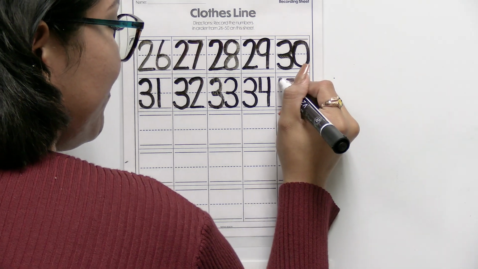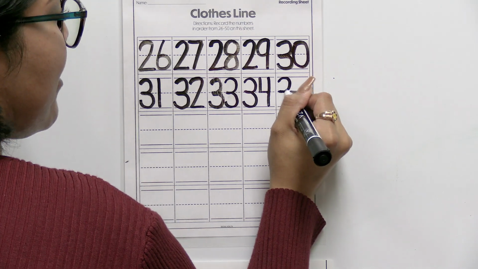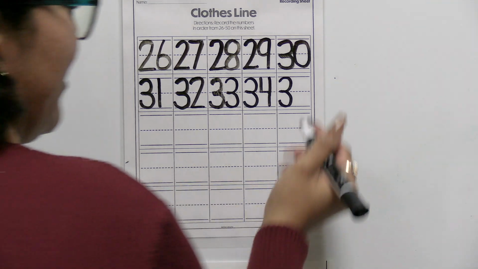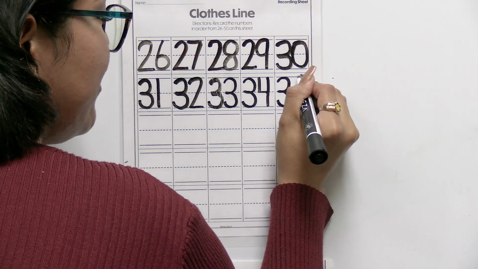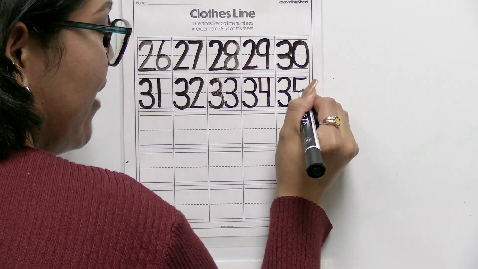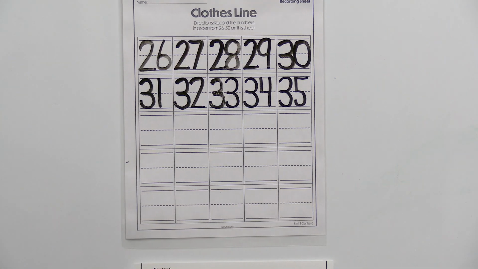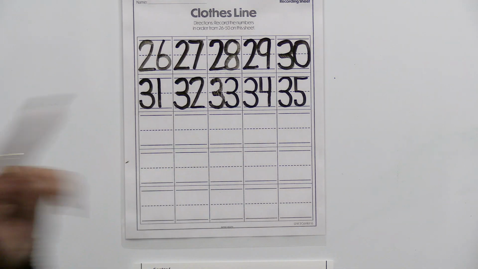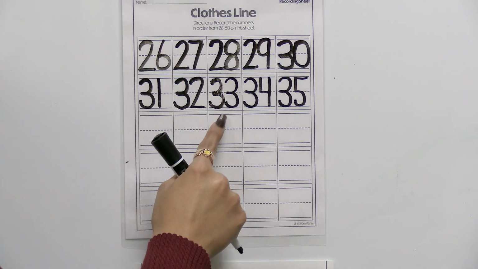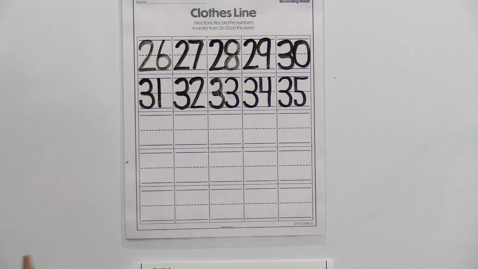Okay, next we're going to write 35. So let's start with the number 3. We're going to come around, loop to the dotted line, and then loop to the bottom, 3. Now let's write the number 5. So we're going to go across, and then stop, go down, stop at the dotted line, and then loop to the bottom to make a 5. 35. Okay, so let's say what we have so far. So we have 31, 32, 33, 34, 35. So what comes after 35?